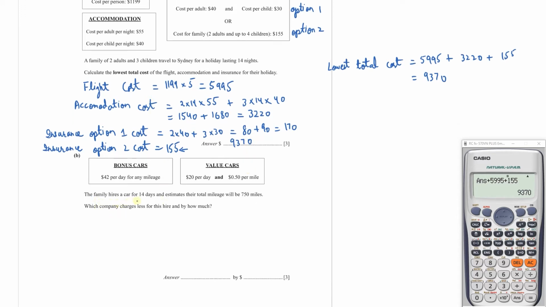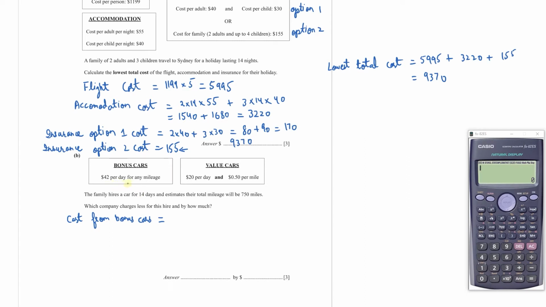Part B is the family hires a car for 14 days and estimates their total mileage will be 750 miles. Which company charges less for this hire and by how much? So let's first calculate the cost from bonus cars. It's 42 per day for any mileage. So they are hiring it for 14 days. So this will be 42 into 14, which is $588.